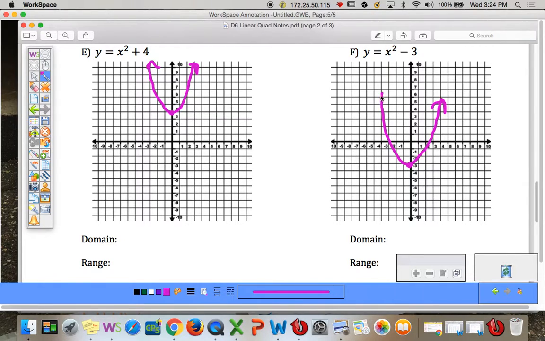Sketch that. All right, so domain, again, all real numbers right here because the arrows keep going across. So we say all real numbers. The range, though, look at the y values here. They start at 4 and they go above, but there's nothing below 4. So y is greater than or equal to 4.